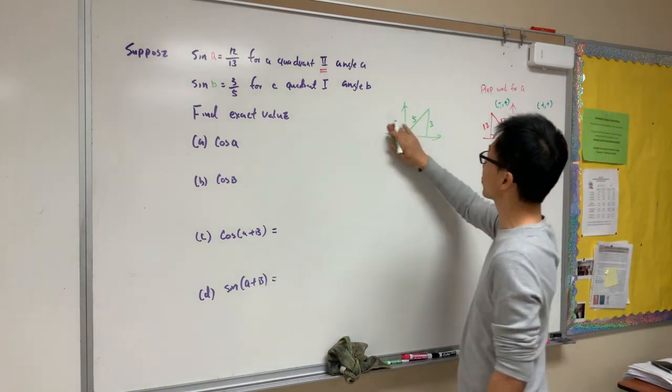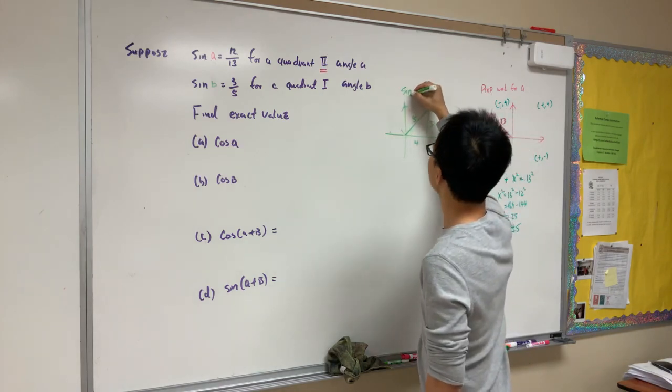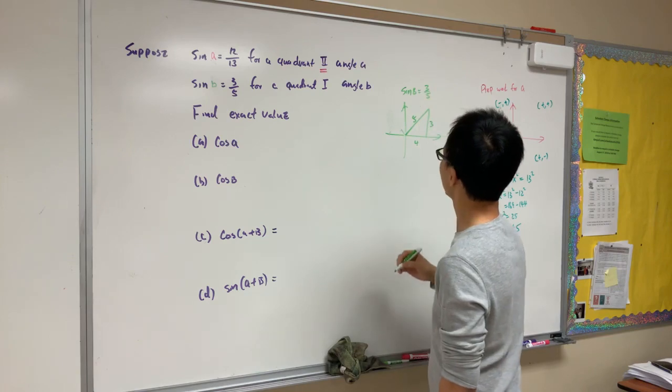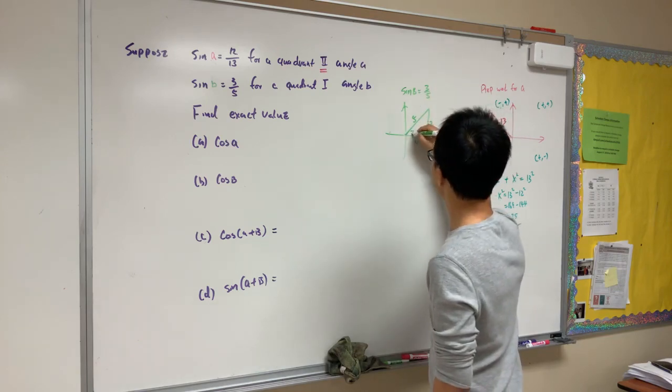So this one is what? Sine B is equal to 3 over 5. Okay, so now this is the angle B.